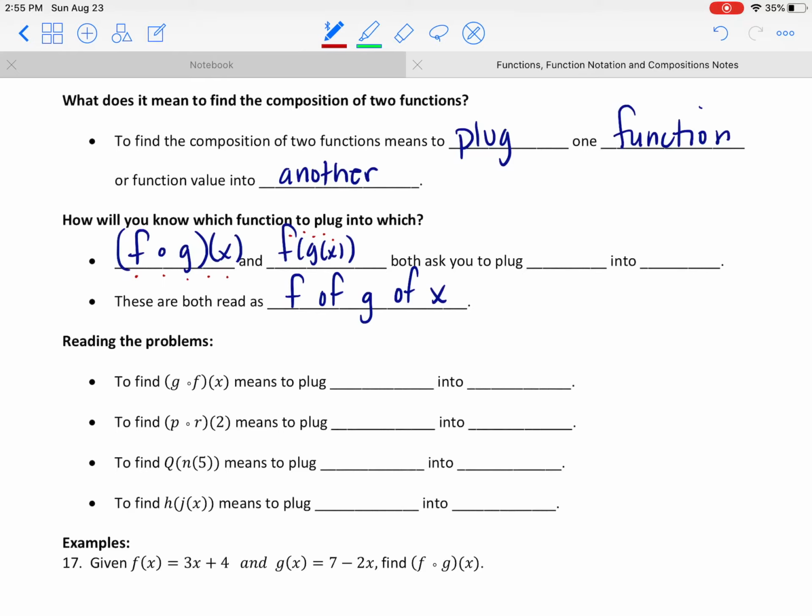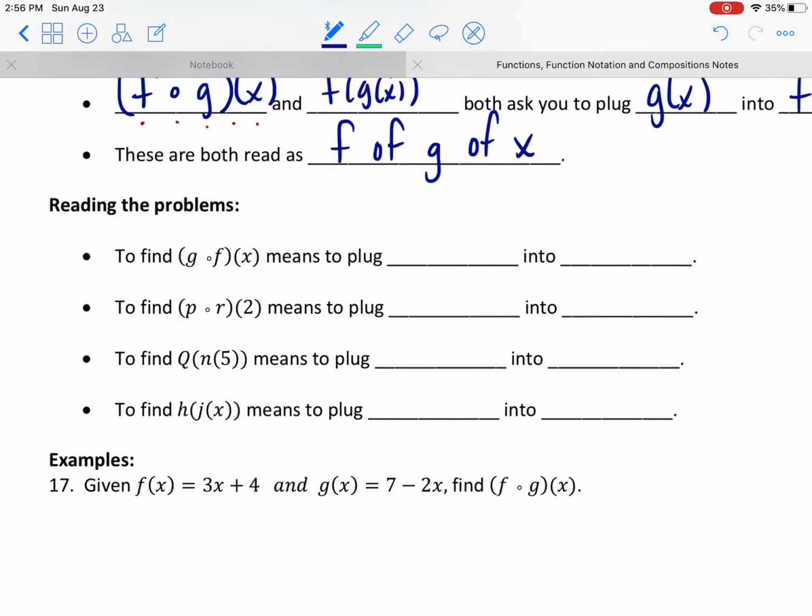So two different ways that are asking you to find f of g of x, but what that is really asking you to do is to take g of x and plug it into f of x. So just like if I said find f of 4, 4 gets plugged into f. If I say find f of g of x, that means g of x gets plugged into f. So a whole function is going to get plugged into another. So both of these are saying to plug g of x into f of x. Okay? So let's just practice reading a couple of these, and then we'll try this out.